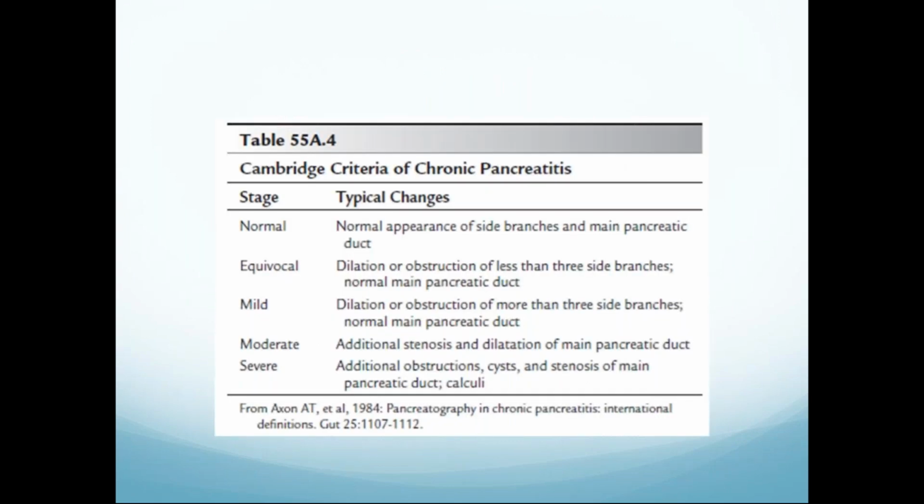So what are the criteria for chronic pancreatitis? Normal, equivocal, mild, moderate, and severe, which we have discussed now. In normal, the side branches and main pancreatic duct are normal. In equivocal, there is dilatation or obstruction of less than 3 side branches. In mild, dilatation or obstruction of more than 3 side branches and a normal main pancreatic duct. In moderate, additional stenosis and dilation of the main pancreatic duct. And in severe, additional obstruction or stenosis of the main pancreatic duct with calculi.